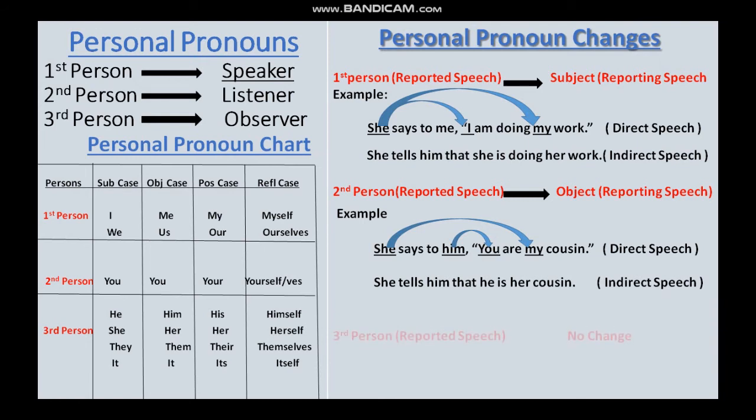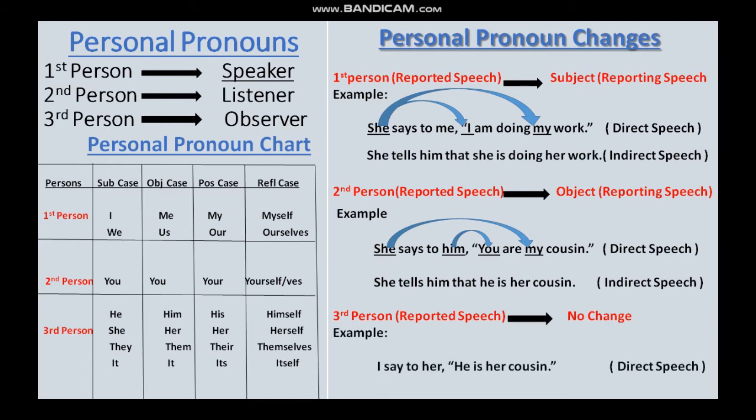So students, now you see, if we are given third person in the reported speech, then no change occurs in the indirect speech. For example, students, I say to her, he is her cousin. So he is third person and her is also third person. So students, we do not make any change in the indirect speech.